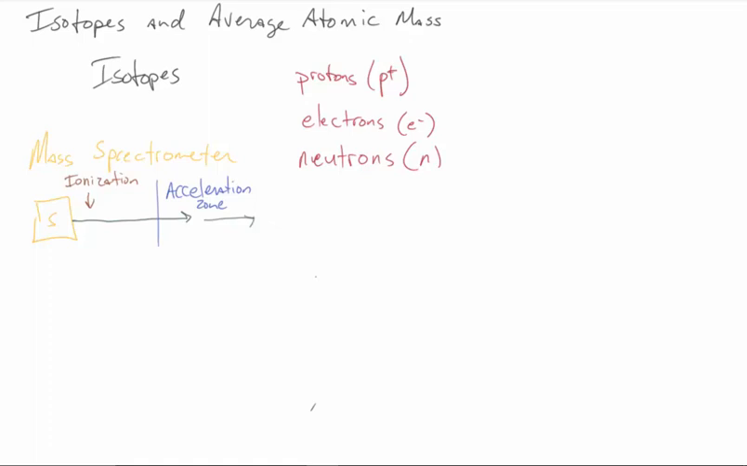Now, this is where the really cool stuff starts to happen. We'll have a magnetic zone or magnetic field, and we'll have a negative in here and a positive there. Remember, we ionized our sample, so we've got positive ions accelerating through this zone. When they hit this magnetic field, the field is going to cause them to curve around. And this is where it gets really cool, because you can have multiple pathways here.